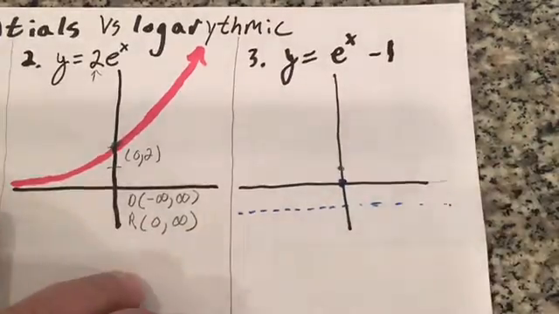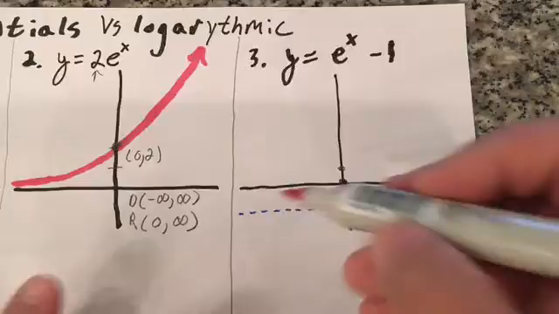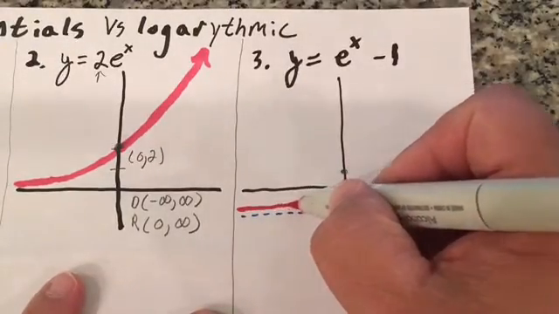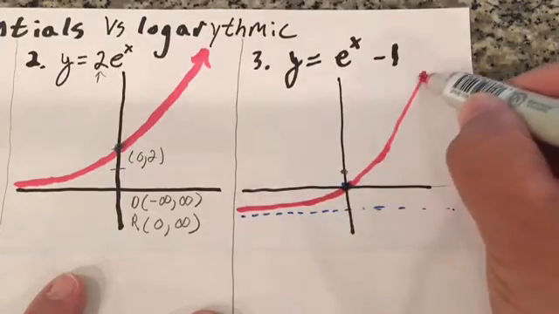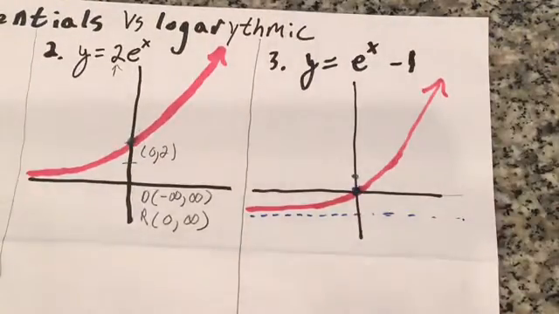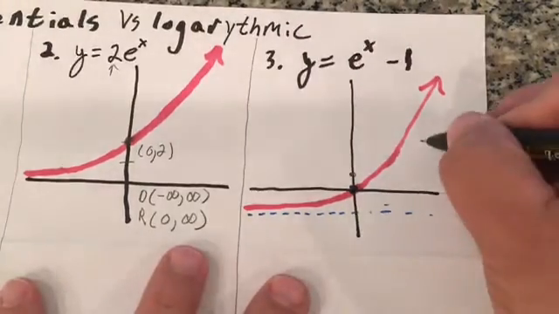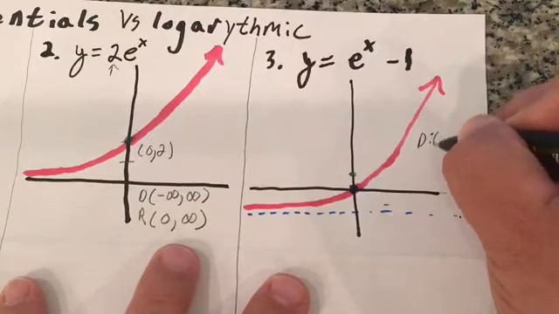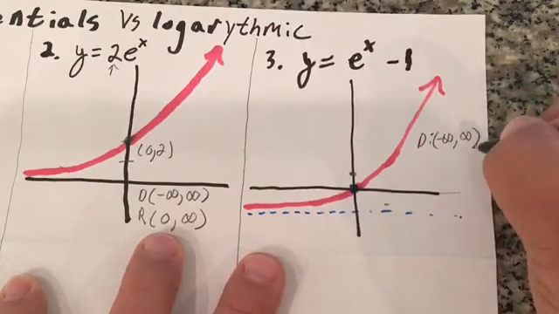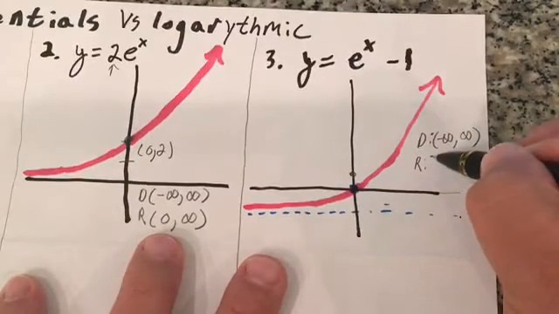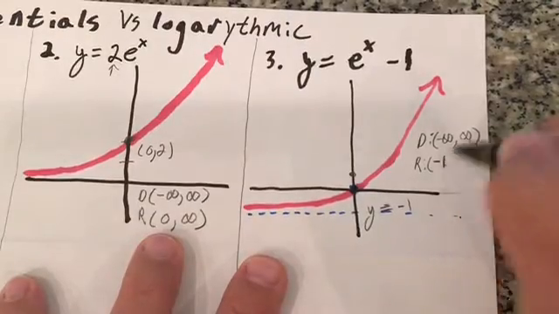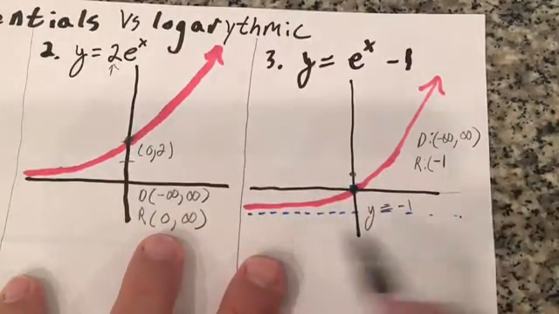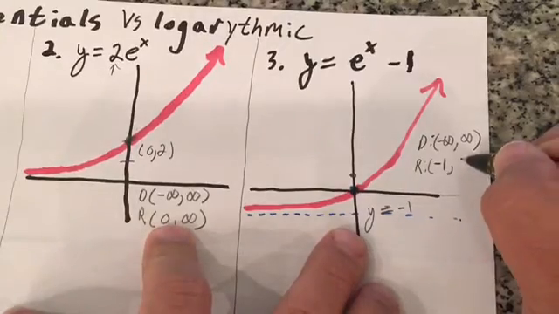And then my graph is going to grow rapidly once again. It's going to creep along the line y equals negative 1, go through that point and then grow rapidly. The domain for this is going to be negative infinity to infinity. So it's starting to get redundant. So the domain is going to be negative infinity to positive infinity. The range, however, is going to start at y equals negative 1. It's going to start at negative 1, but it never touches negative 1. It just gets really close to it, and then goes up to positive infinity.